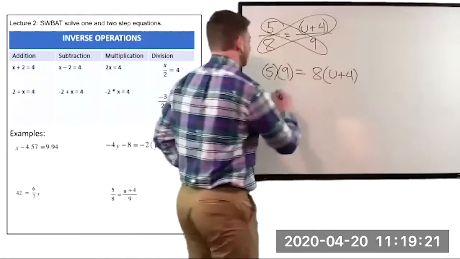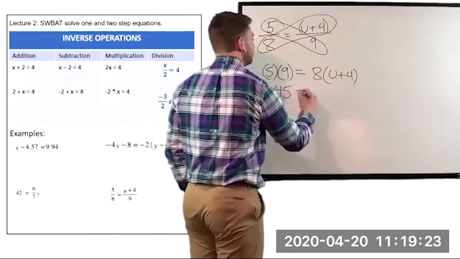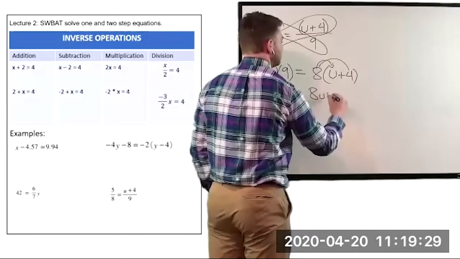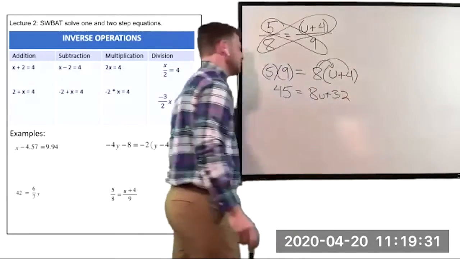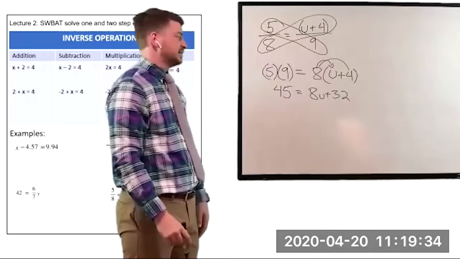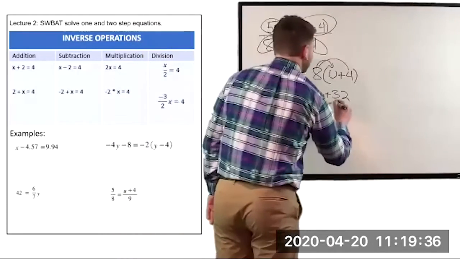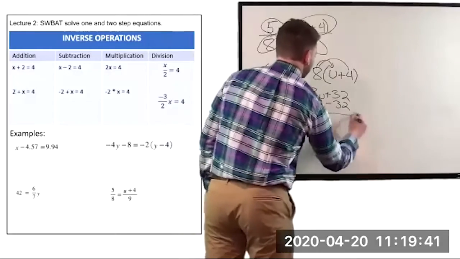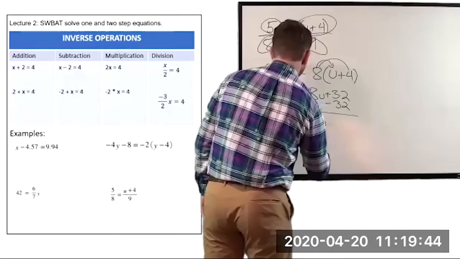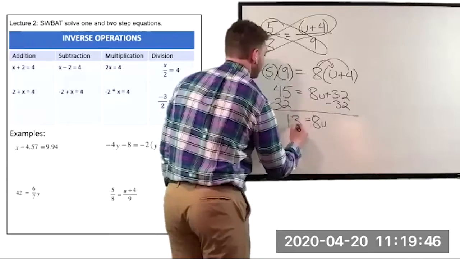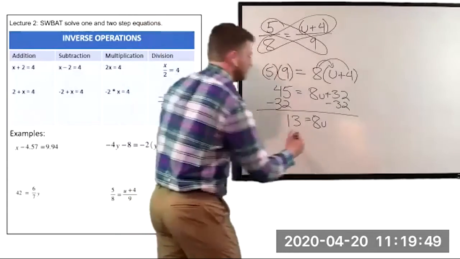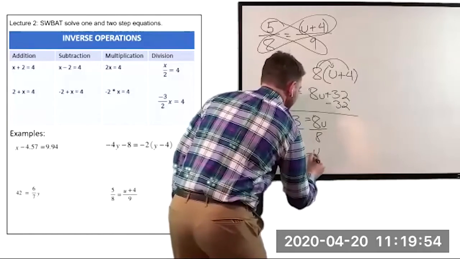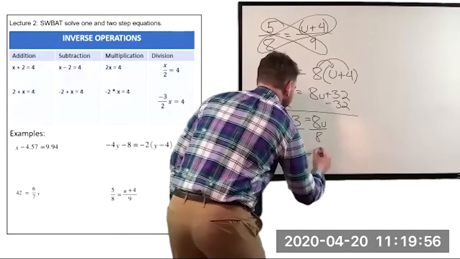5 times 9, that's 45, equals, we distribute here, 8u plus 32. And then it's just a matter of subtracting and then dividing. So minus 32, minus 32, you get 8u equals 13. And then divide by 8, u equals 13 over 8.